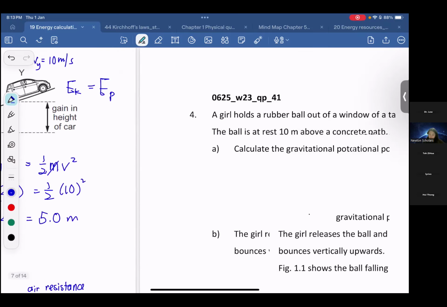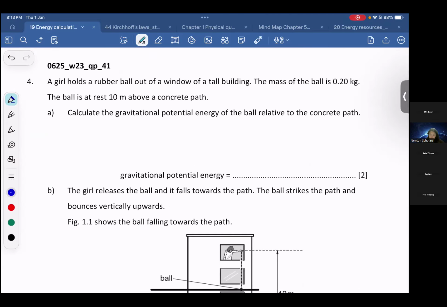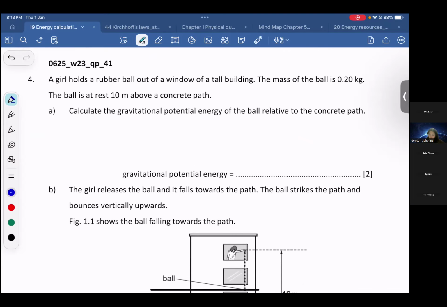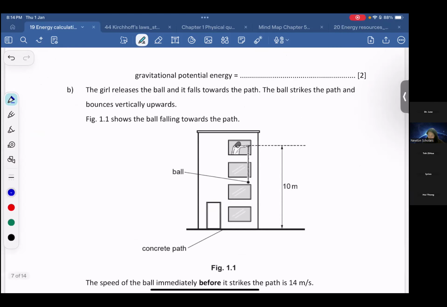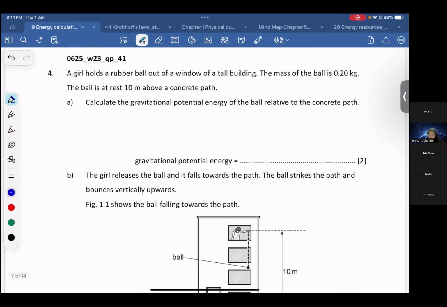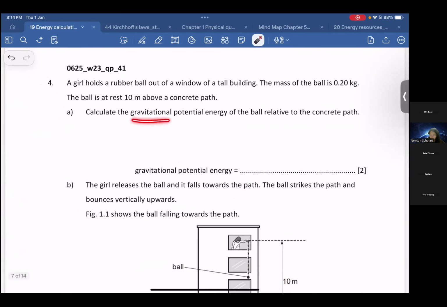Okay, next question. This is the 2023 November exam paper. A girl holds a rubber ball out of the window of a tall building. This one, the diagram is here. The mass of the ball is 0.20 kg. The ball is at rest 10 meter above. So all is drawn here. This one is 10 meter, the height is 10 meter. Calculate the GPE of the ball relative to the concrete path. Easy, very straightforward. Please give formula, substitution, final answer. Do it right now.